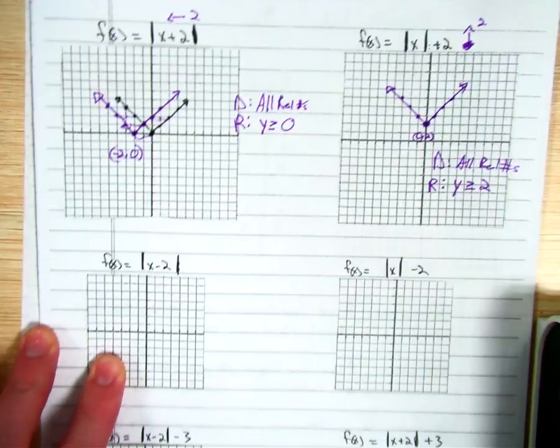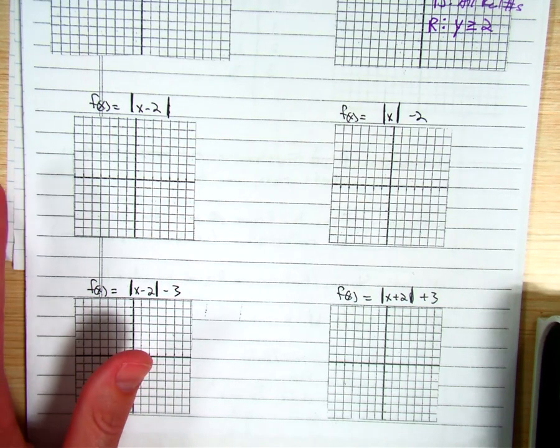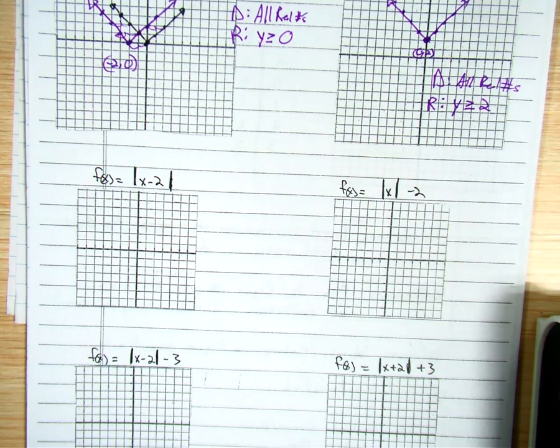Alright, we're going to have you push pause and give the middle row a shot on your own. We got minus 2's. Okay, go ahead and push pause and try these two on your own. Alright, welcome back. Let's see how we did.